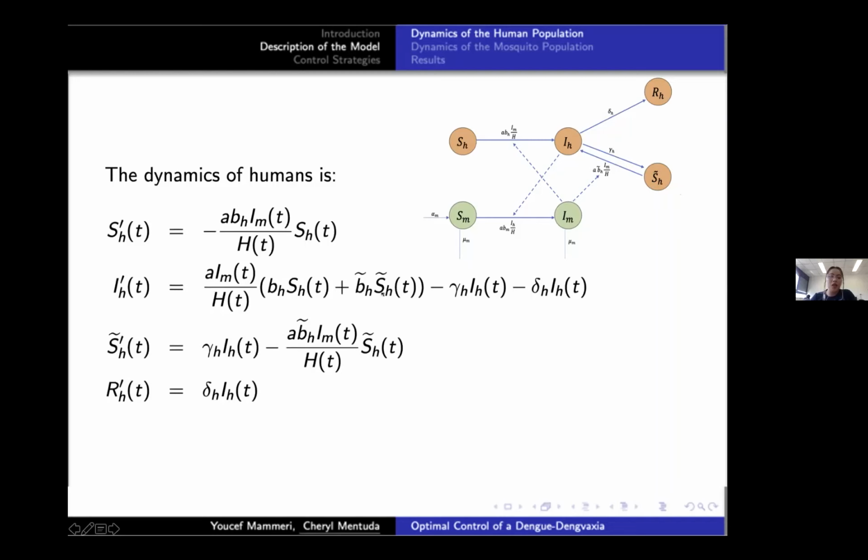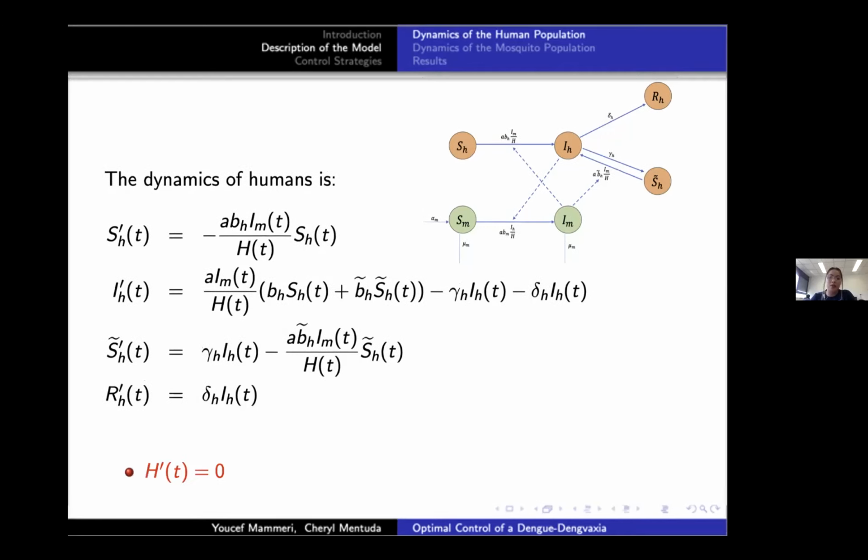aβ̃_H S̃_H I_M over H is the infection rate of the proportion of secondary susceptible individuals to be infected again with different serotypes. So β̃_H here is the transmission of the virus from an infected mosquito to secondary susceptible humans. γI_H is the recovery rate of the infected individuals, and δI_H is the recovery rate from all strains of dengue. In this study, we consider only the constant human population, so we did not consider the mortality rate of humans.